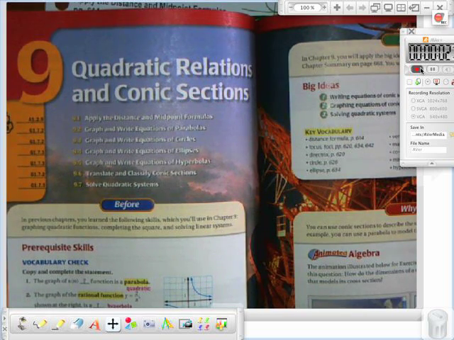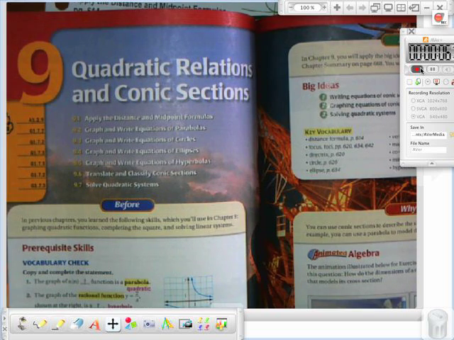Okay, so we're going to begin Chapter 9 here, and I'm going to give you the notes for 9.1 in just a moment. But I wanted to let you know a little bit about what Chapter 9 is about, and it's using quadratic relations and conic sections.